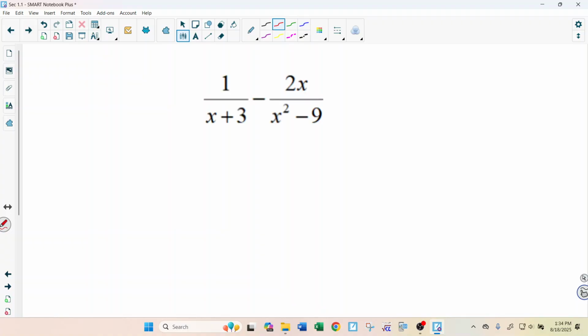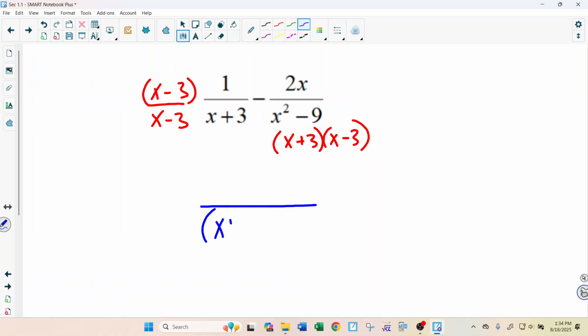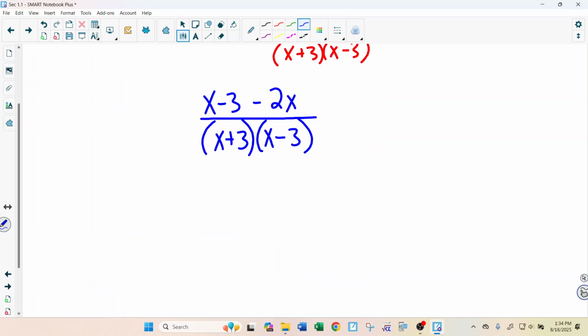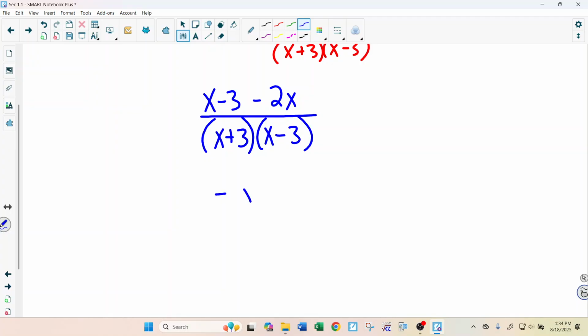Another fraction. Similarly, we can think x squared minus 9, that can factor into x plus 3, x minus 3. So that tells us that over here, we need to multiply by x minus 3 on the top and the bottom. That means our denominator becomes x plus 3, x minus 3. On the top, we get x minus 3 minus 2x, which means this is minus x minus 3 over x plus 3, x minus 3.